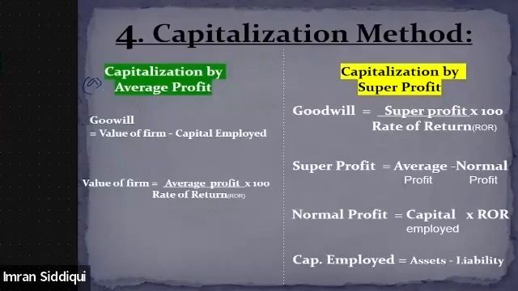Then we have one more method, which is called the capitalization by super profit method. In this case, all you need to do is divide the super profit by the rate of return. Done. You will get the value of the goodwill. And you already know how to calculate super profit, right? All you need to do is subtract normal profit out of average profit. And you also know how to calculate the normal profit. You already learned this. You already know how to calculate capital employed.